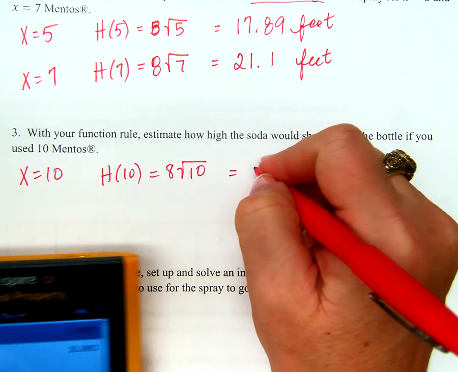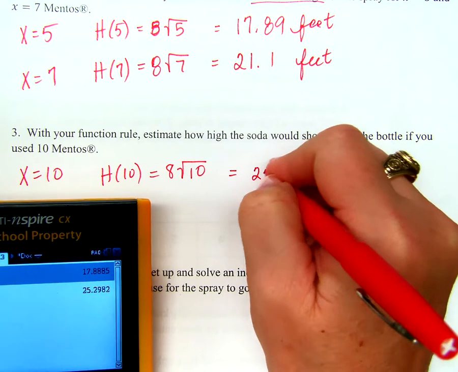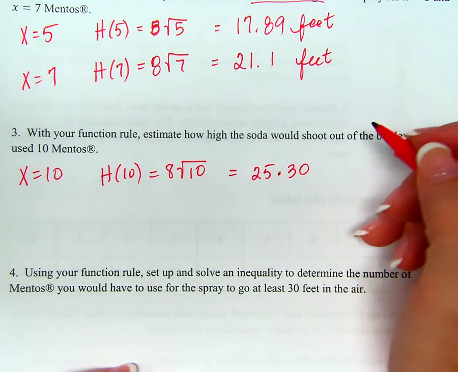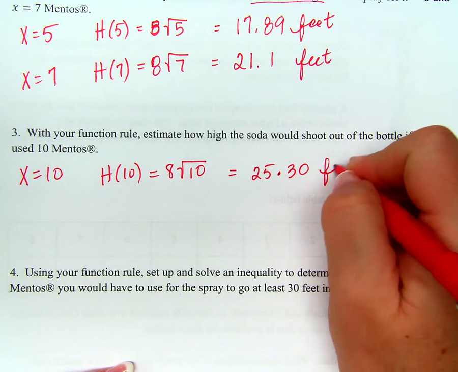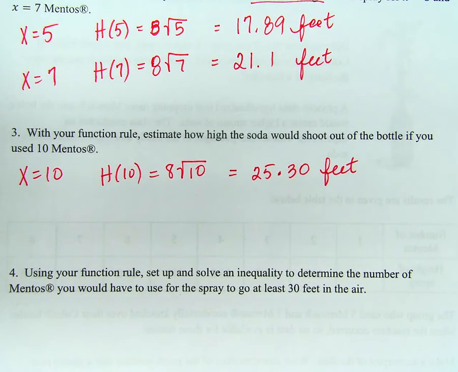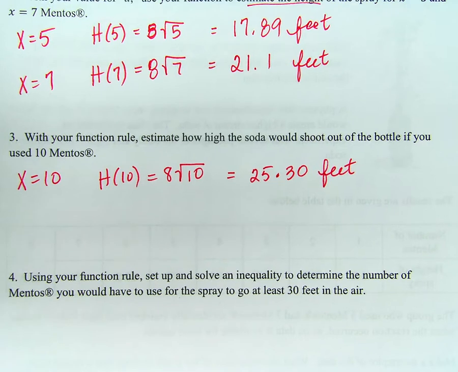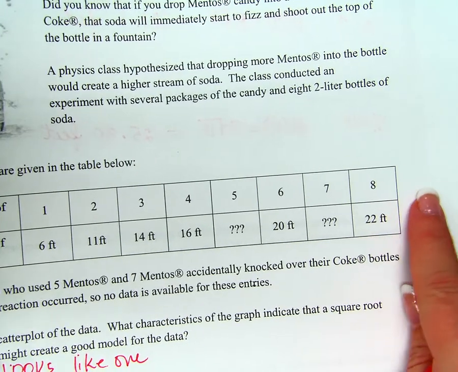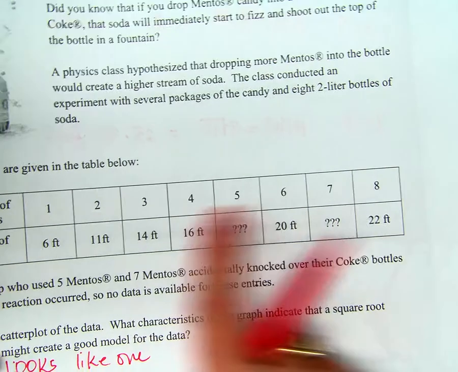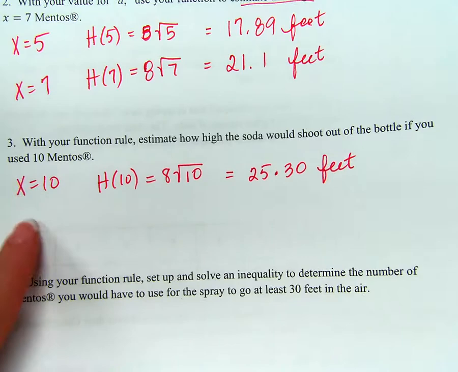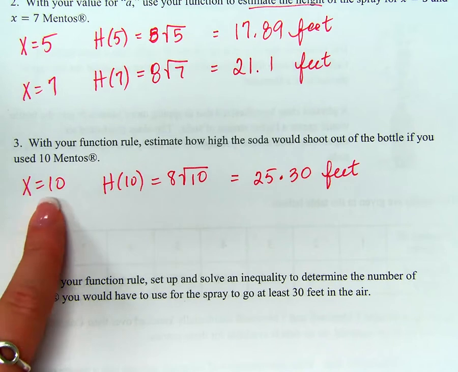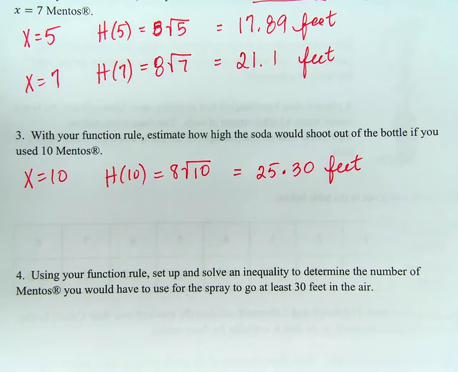What did you get? 25.30? Yeah, it's the same thing. Feet? Guys, is there any way I can check that? Back here, I could go look at the table. Do we know 9 or 11? We don't. They only went to 8. So what we're doing here is estimating, but we're predicting what would happen if there was 10, aren't we? Okay.